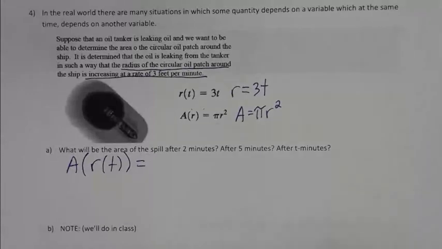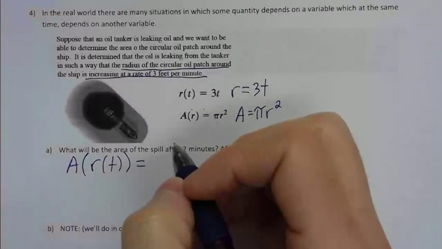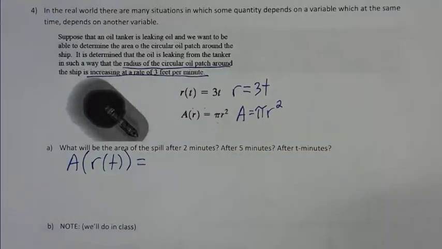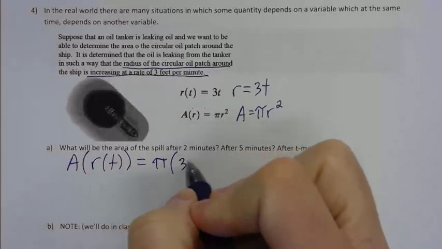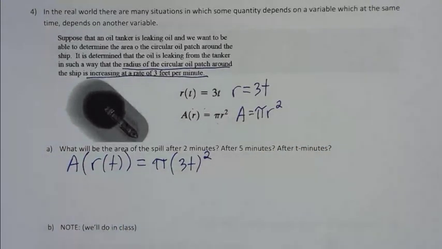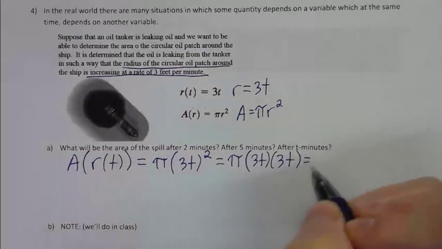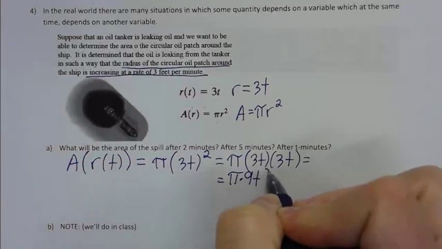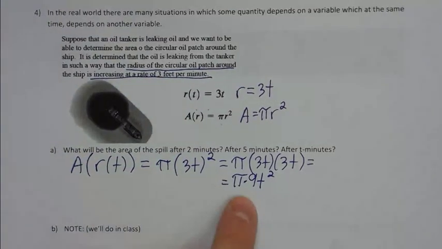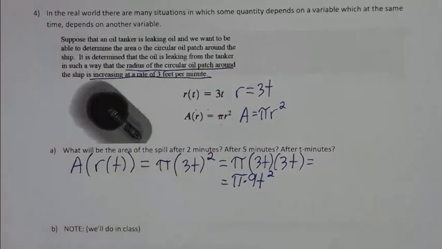So now if I wanted to set that up in my problem here, I have my pi times 3t squared. I entered 3t in where the r was before. And if I figure out what that is equal to, it'd be pi times 3t times 3t, which would end up being equal to pi times 9t squared. And then we just have to evaluate this new function right here after 2 minutes and after 5 minutes.